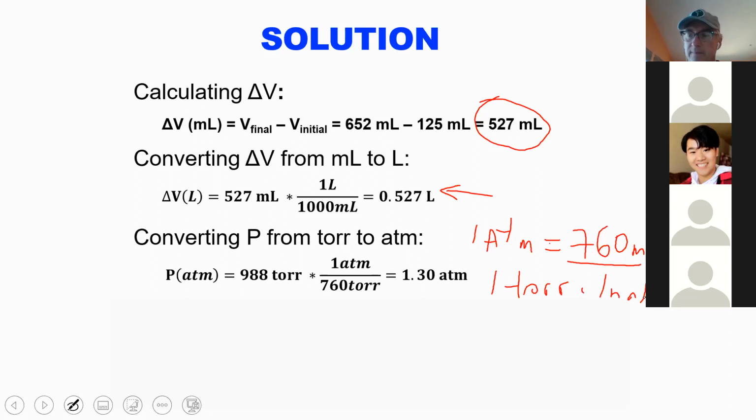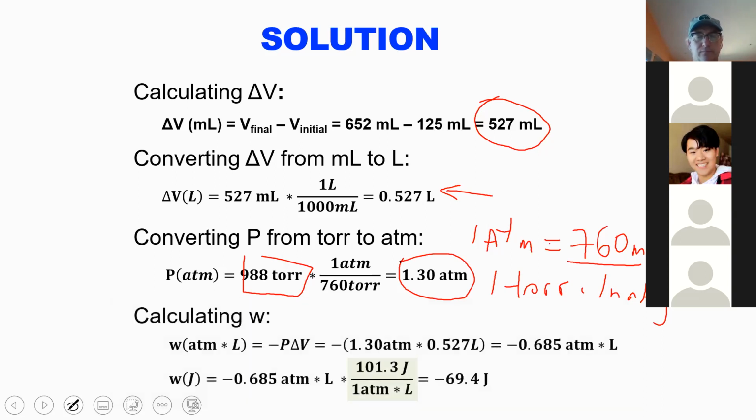1 millimeter of mercury is 1 torr. So if our pressure is given in torr or millimeters of mercury, it's the same thing. We convert to atmospheres, because remember, we need liters and atmospheres in order to do our conversion. Liters is fairly straightforward, and changing to atmospheres is too, because if 1 atmosphere is 760 torr, then that amount is just a little bit more than 1 atmosphere, 1.3 atmospheres. And we just multiply them together.